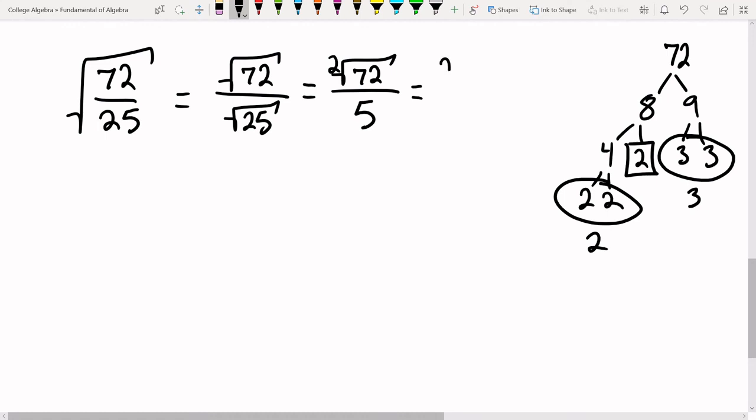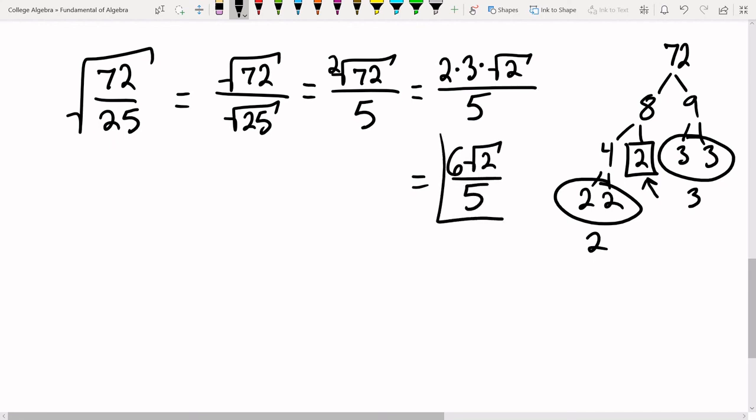So we get 2 times 3 times this boxed in 2 here. That stays on the inside because it didn't have a pair that goes with it. And of course the 5 is still in the denominator. And we can simplify that to 6 root 2 over 5. And that's simpler to look at than the original thing.